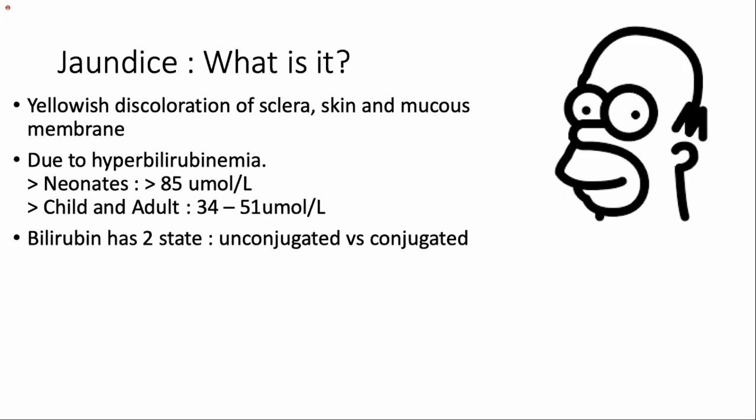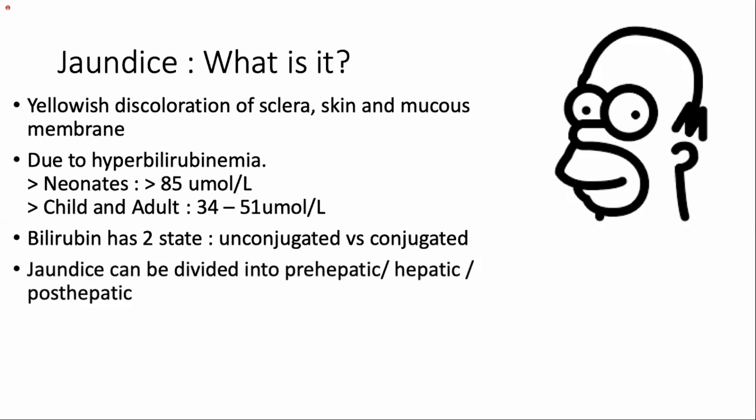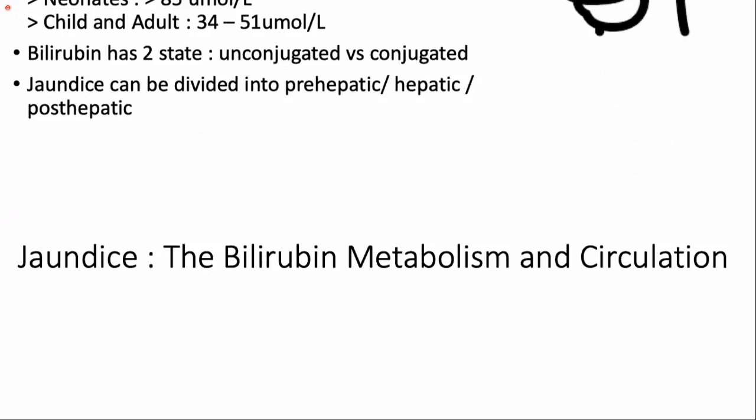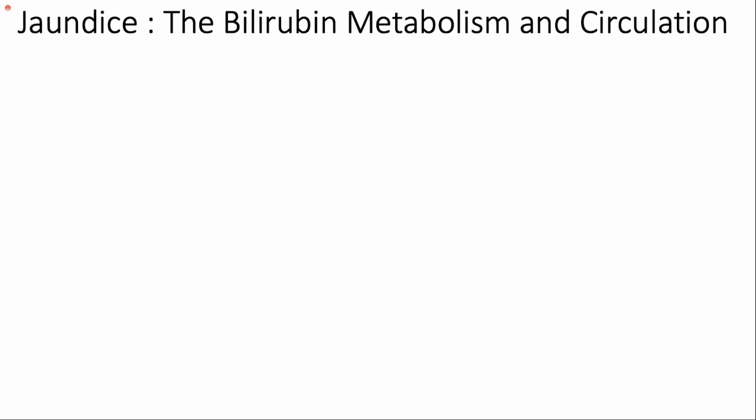So we'll continue on. Bilirubin has two states, the conjugated and the unconjugated. As we learned before, the conjugation occurs at the liver, and I will touch on this later on. Jaundice can also be divided, aside from the states of bilirubin, into anatomical sites: pre-hepatic, hepatic, and post-hepatic, with each classification having different etiologies. Now we're going to talk about the biochemistry behind jaundice.